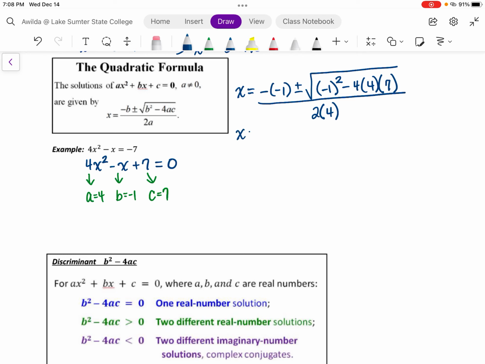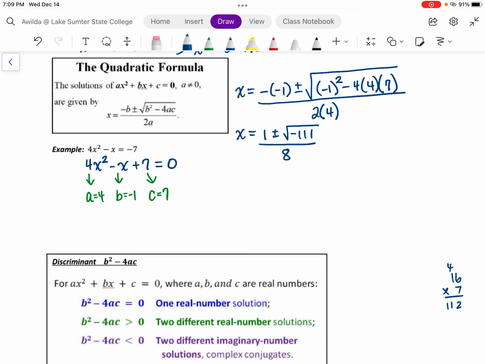Now let's simplify carefully. The opposite of -1 is 1. -1 when squared is 1. 4 times 4 times 7 is, I'm going to have to do that off to the side. 16 times 7, so that is 112. So 1 minus 112 will give us -111 as the quantity under the radical sign. In the denominator, 2 times 4 is 8.